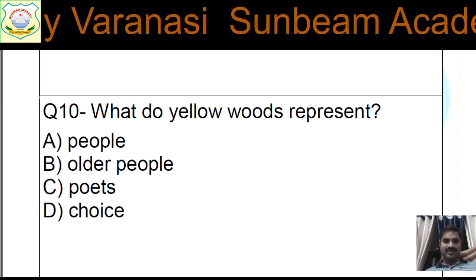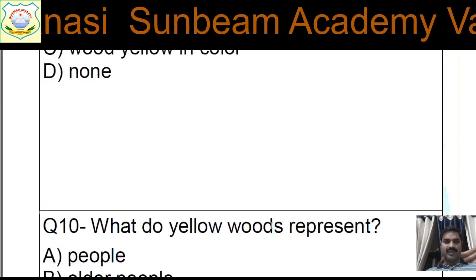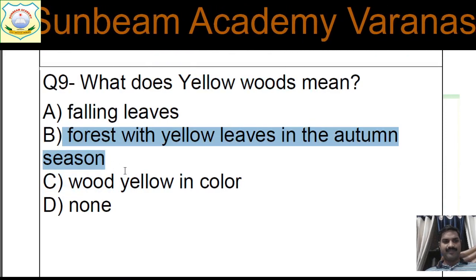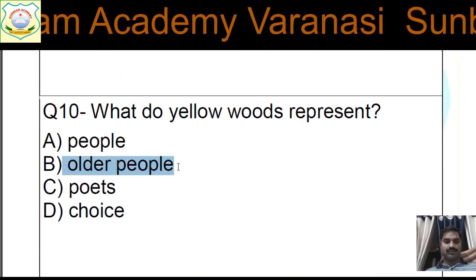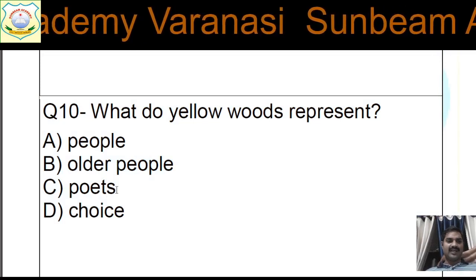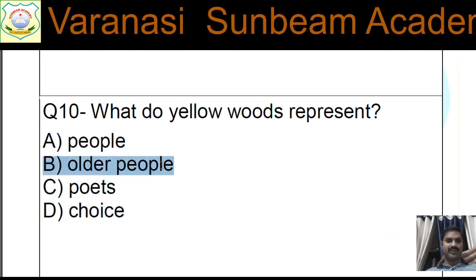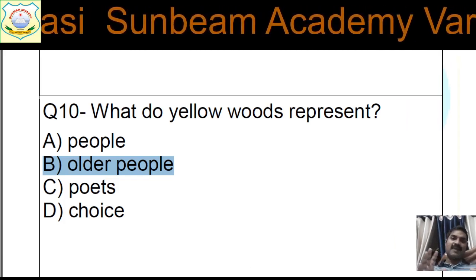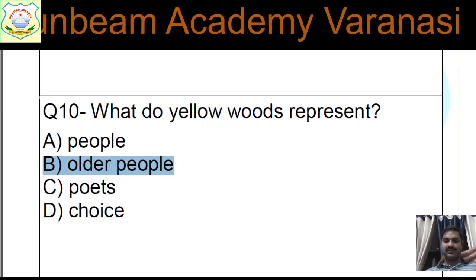Okay. Next question is, children, what do yellow woods represent? Again, the question is repeated here. This question was also from this yellow woods. So forest with yellow leaves in autumn season, this can be an option here. And here, yellow woods represent older people. I think older people will be the most appropriate answer. Well, I have not seen the answers, but I can say that here poet's option cannot be correct. Choice is also not a suitable option here. So B option is suitable here, older people, because yellow is representing that something which has passed all its life and now its life is over. So it can be said that B option is correct here.